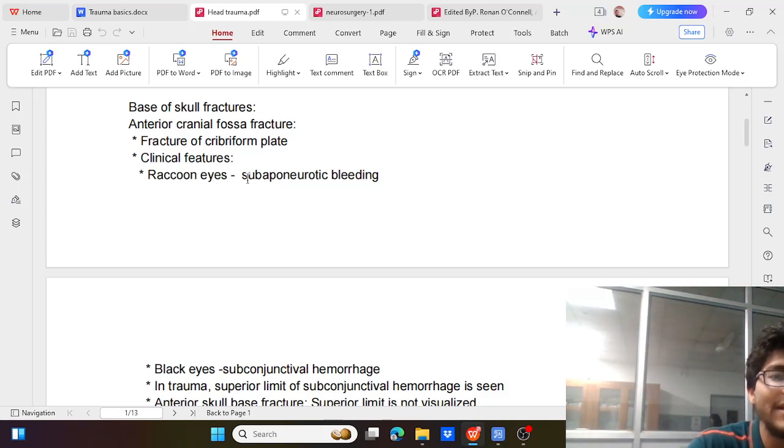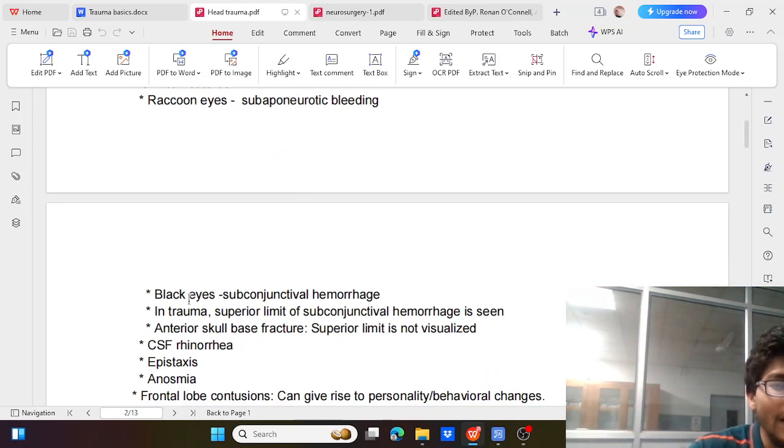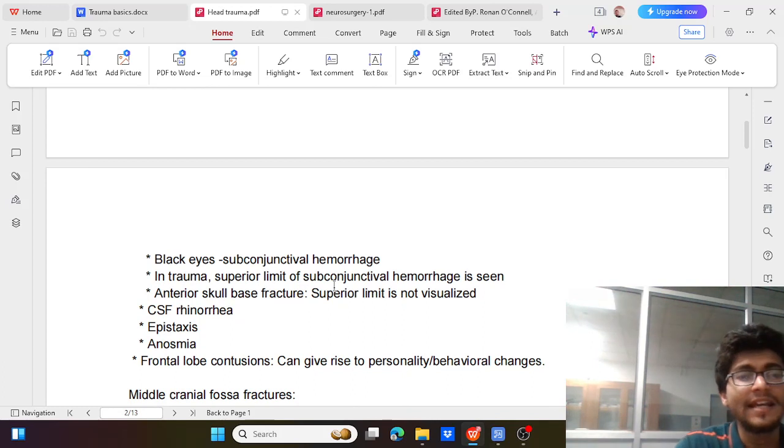Clinical features: they will have raccoon eyes, blackening of the eyes due to subaponeurotic bleeding, that is subconjunctival hemorrhage in the conjunctiva part. In case of subconjunctival hemorrhage in trauma, it will be seen up to the superior limit. In case of anterior skull base fracture, the superior limit is not visualized.